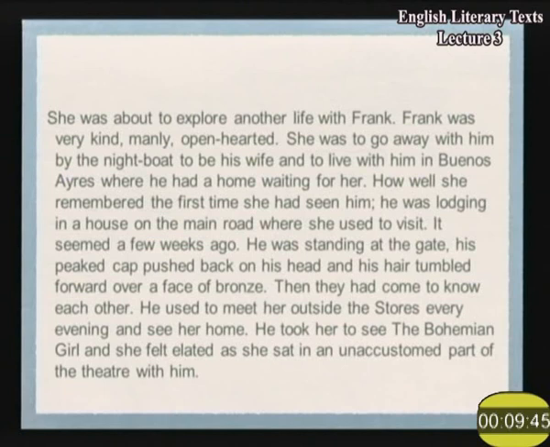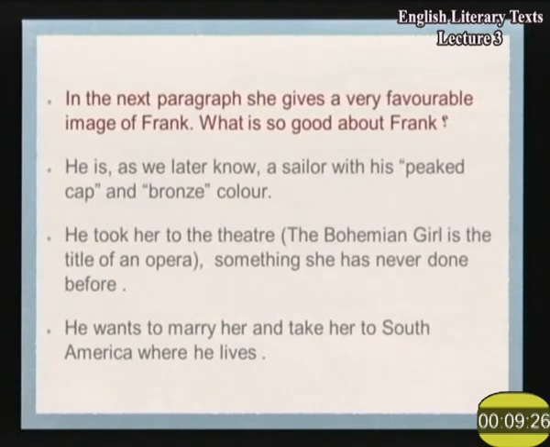In this paragraph, we have a description of the man she is living with, and all the description is very favorable. He is kind, he is manly, and he is open-hearted. And we know his name, Frank. So what is good about Frank?